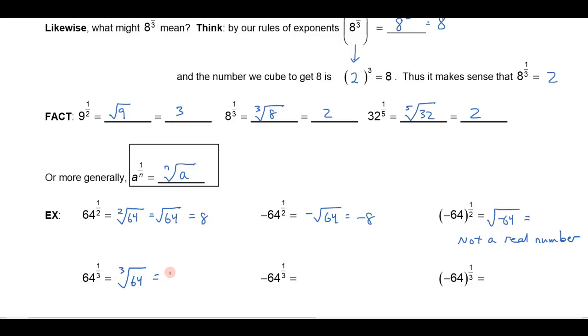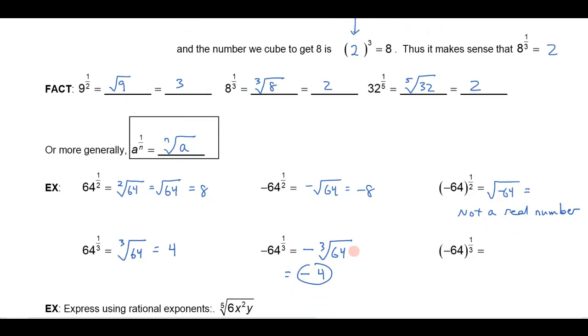So 64 to the 1/3 would be the cube root of 64. And that's going to be 4, because 4 times 4 times 4 is 64. If I wanted negative 64 to the 1/3, by your rules of operations, you'd have to take the cube root of 64 first, and then put the minus out front of that. So this would be negative 4. And if I wanted to end up with a minus sign inside, then I have to put the minus in parentheses around the base. So this would be the cube root of negative 64. And this one, I can take odd roots of negative numbers. That's also negative 4, although for a slightly different reason.